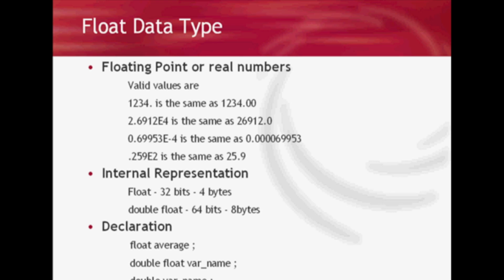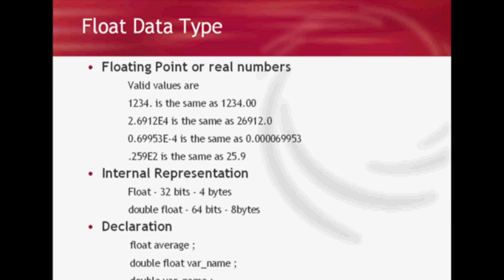Or a number 0.69953E-4 is the same as 0.000069953. Similarly, a number 0.259E2 is the same as 25.9. As I just mentioned, the internal representation is 4 bytes, 32 bits.